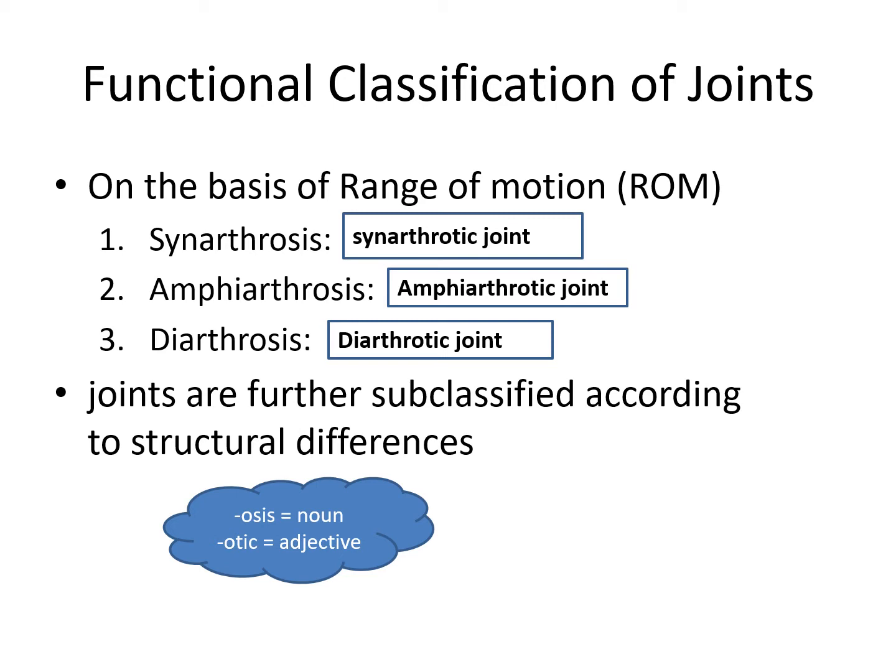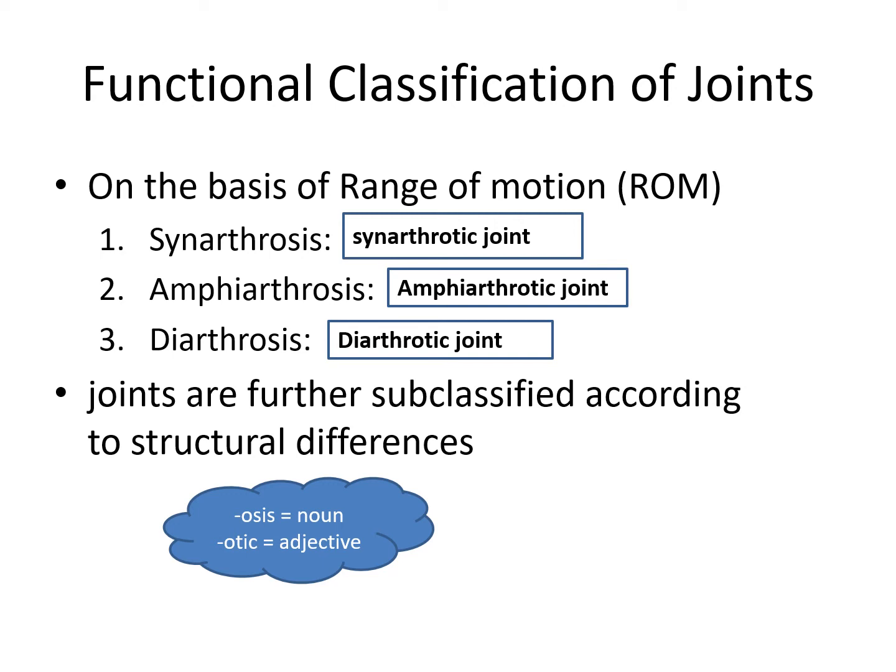So in this slide, we're going to examine basically the range of motion. So the joints can be subdivided into three different types of joints based on the range of motion. The first one is called synarthrosis or synarthrotic joint. So these are the different categories of a joint based on the range of motion of the joint.